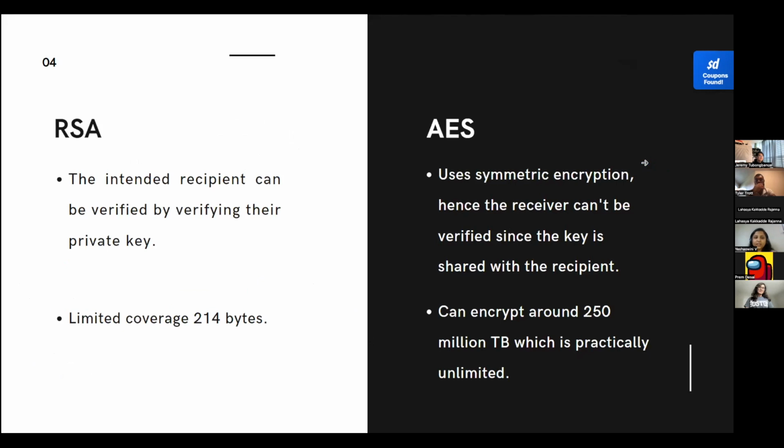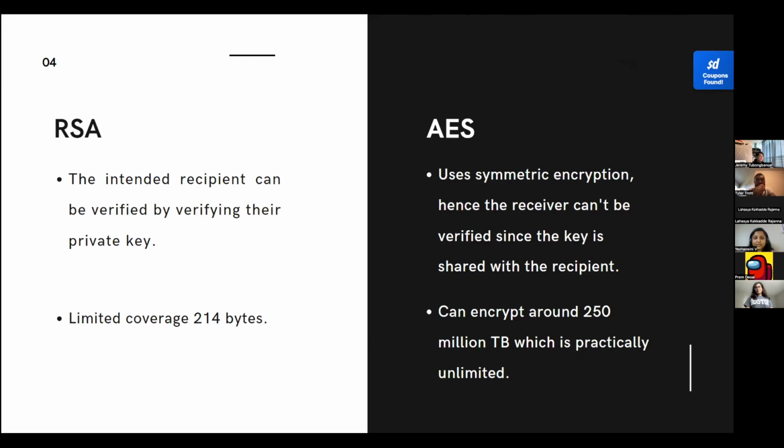Our project mainly uses two encryption and decryption algorithms. One is RSA and one is AES. I'll first talk about RSA. The RSA encryption algorithm is an asymmetric algorithm, which means it uses two types of keys. One is the public key and one is the private key. The public key, as its name says, is used to encrypt the data, and the private key is used to decrypt the data.